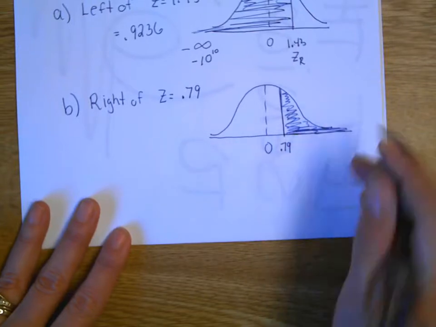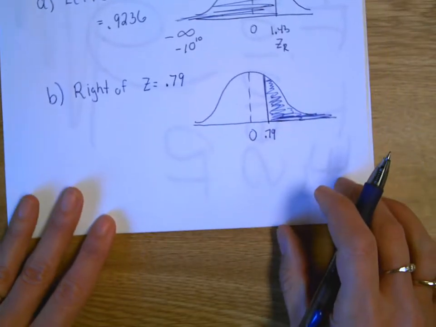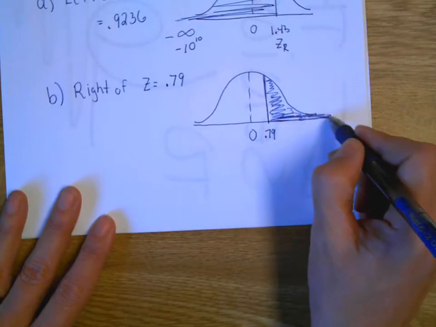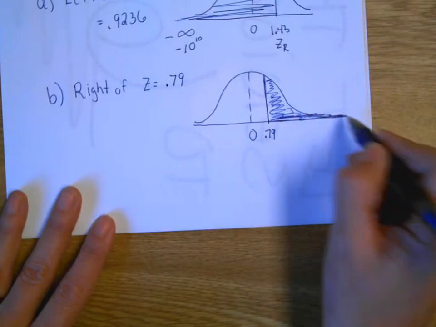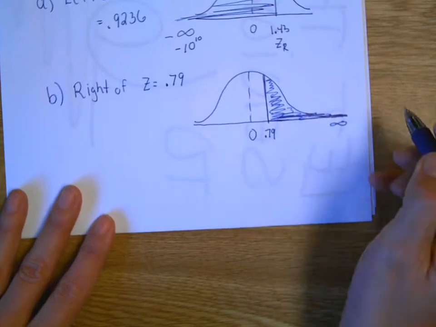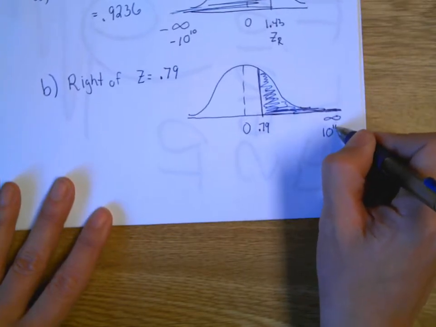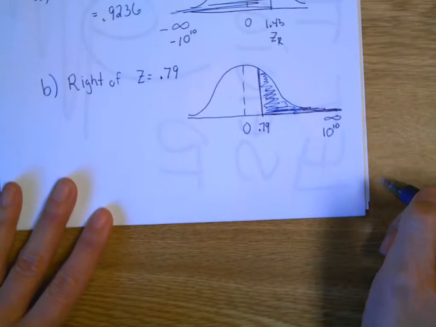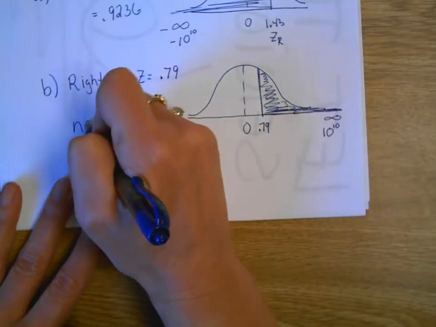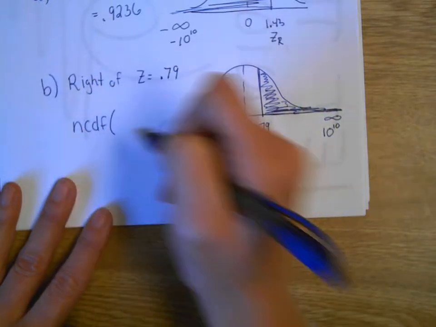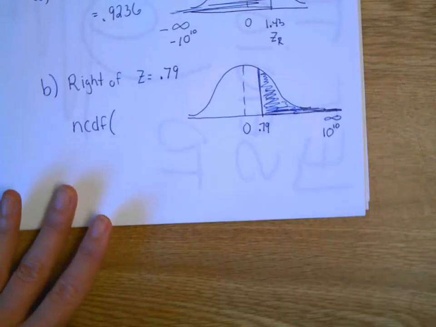Okay. When I use NCDF, I need the two z-scores. How far out to the right is my shading going? Infinity. What do you think we're going to use to approximate infinity? Positive 10 to the 10th. So now you're going to use your NCDF. Go to your distributions, NCDF.